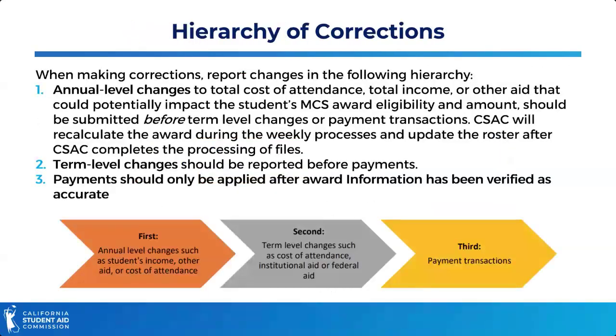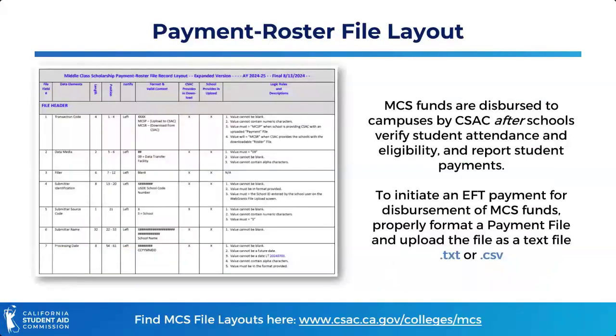When a student has been awarded the middle class scholarship and new information is available that may affect a student's eligibility or award, the campus must follow the correction process to have the student's award recalculated. When reporting changes, please follow this hierarchy as you see on the screen. And just as a reminder, when reporting, this is the payment roster file layout.